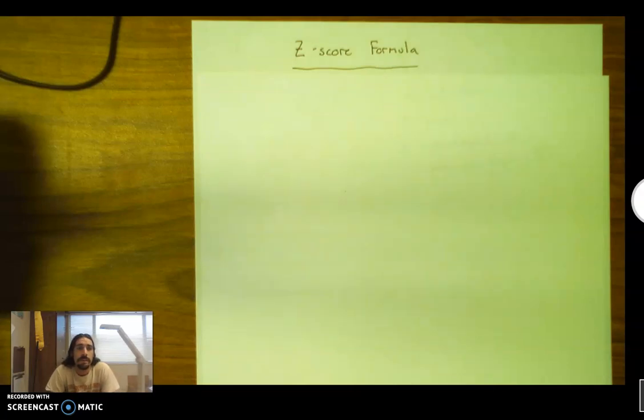Z-score formula. This is not a very hard formula. It is one that we are going to formally learn, I think it's chapter 2, and then we're going to use it the entire year. It sets the foundation for kind of the crux of how statistics works.